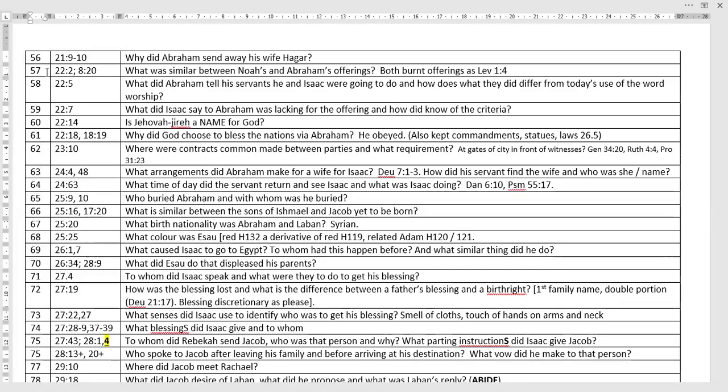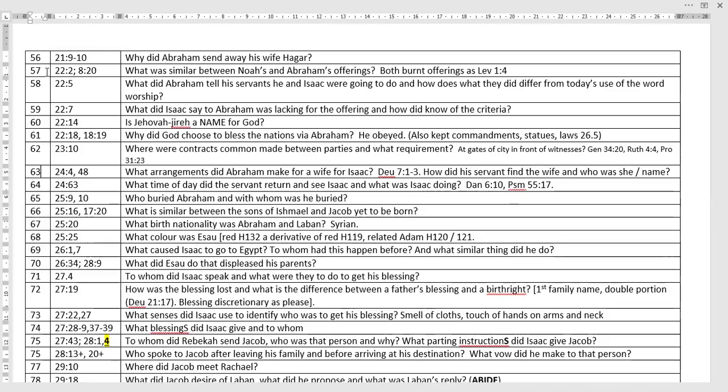Question 63. What arrangements did Abraham make for a wife for Isaac? Well, he sent a servant away to get his wife for him. And we'll see in Deuteronomy chapter 7, verses 1 to 3, God said, do not take foreigners, do not take pagan wives, and do not marry them. And that's part of the problems, especially with Solomon, when Solomon married these pagan wives, and they caused his heart to go away from God.